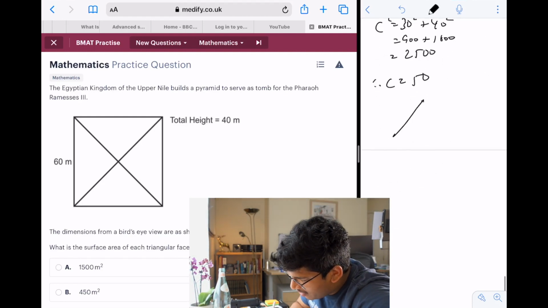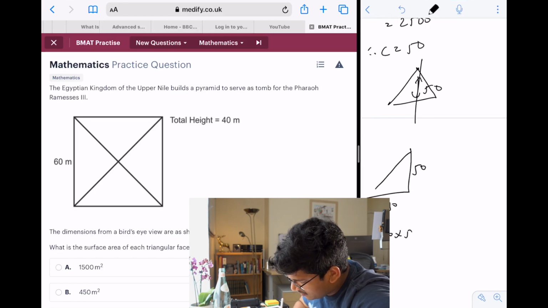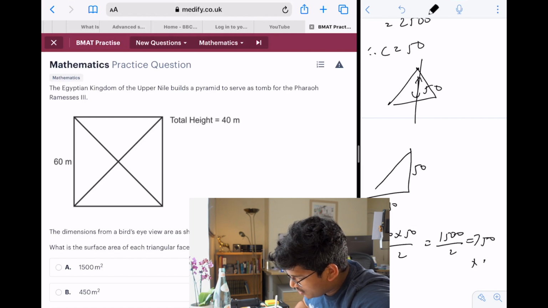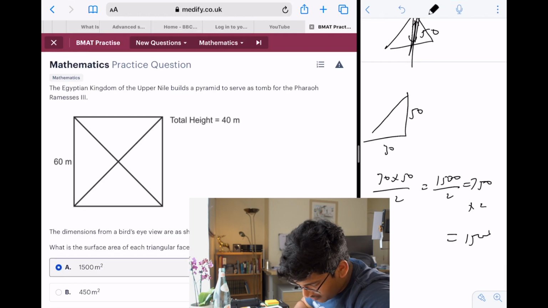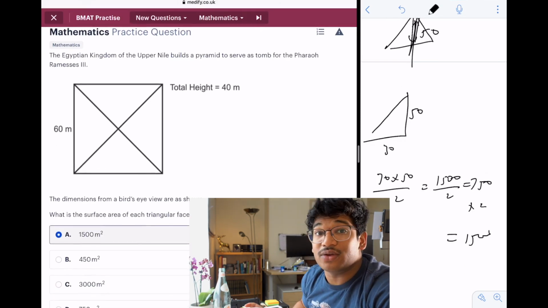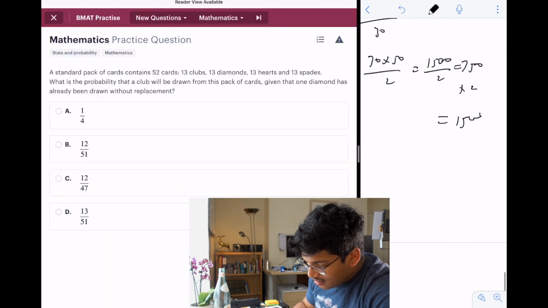So now looking at the area, if that's 50, what I'm going to do is bisect it. So I've got a right angle triangle there. That's 50. Again, that's 30. So the area of this is 30 times 50 over 2, which is 1,500 over 2, which is 750. Remember, times that by 2, because I've bisected the triangle here. So it's 1,500 meters squared. Great. Of each triangular face. Remember, they could have asked us the total triangular face surface area, but that's right.